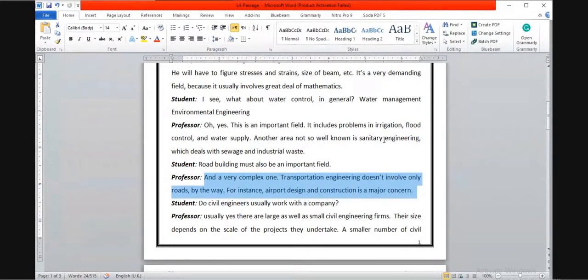Transportation engineering doesn't involve only roads. By the way, for instance, airport design and construction is a major concern. Thank you, Ali, but please listen to me reading the sentence again because there are some words that I would like you to pronounce correctly. But thank you for your reading, Ali Abdul Kadhim. Good reading, and a complex one.